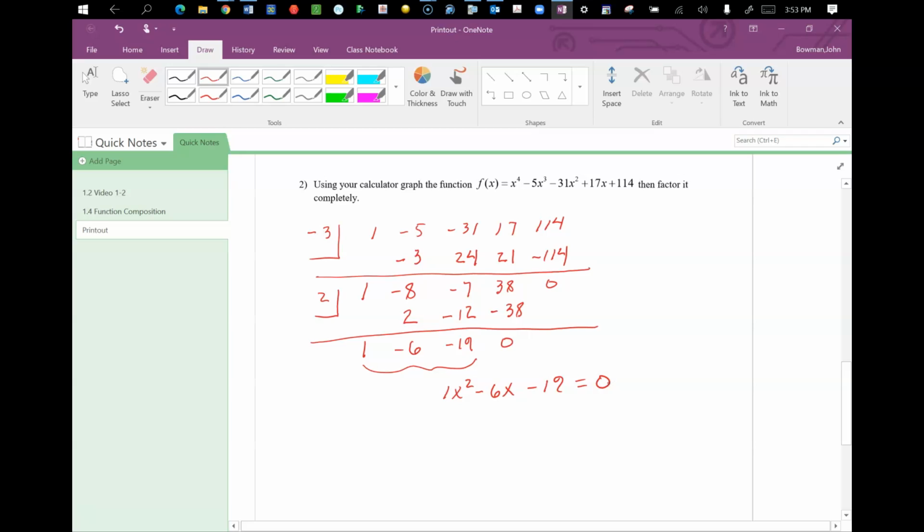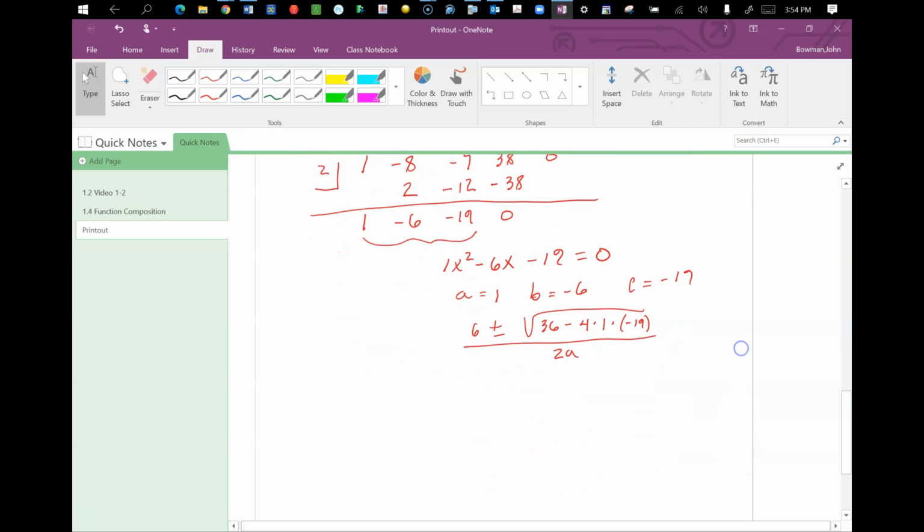And if we set that equal to 0, we can use the quadratic formula or factor it. It is not factorable, so we are forced to use the quadratic formula here. Our quadratic's in standard form, so we have coefficients a equal 1, b equal negative 6, and c equal negative 19. And so what do we have? The opposite of b is 6 plus or minus the square root of b squared, 36, minus 4 times a times negative 19 all over 2a.